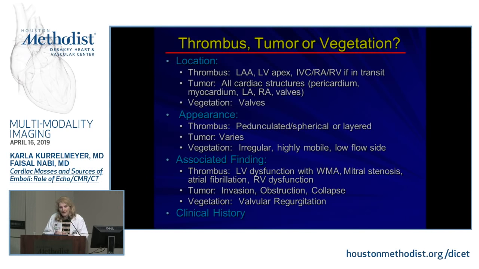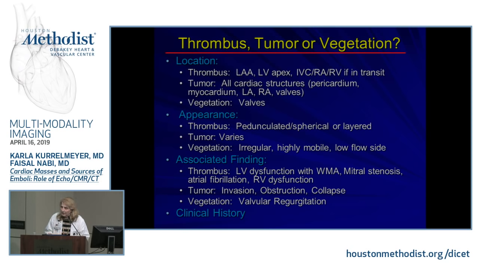So once you've established that it's not a normal variant, it's not an artifact, then the question always becomes, is it a thrombus, a tumor, or a vegetation? We use 4 main things on echocardiography to decide. The first is the location. The thrombus is always located in a large left atrial appendage, or it's somebody with AFib, or the LV apex if they have an apical aneurysm, or it's going to be in the IVC, RA, or RV if it's in transit.